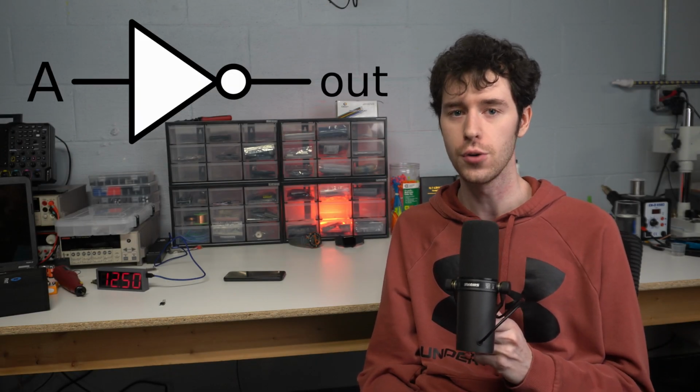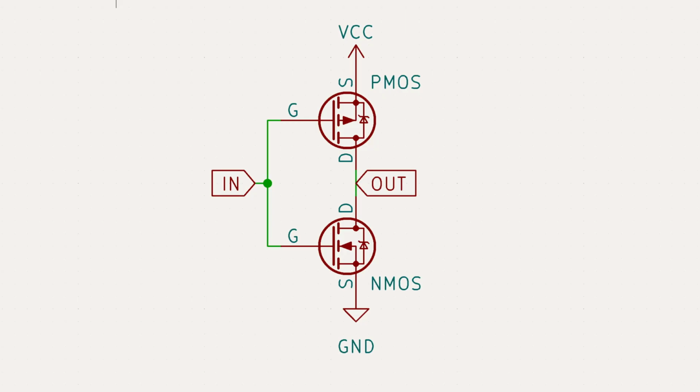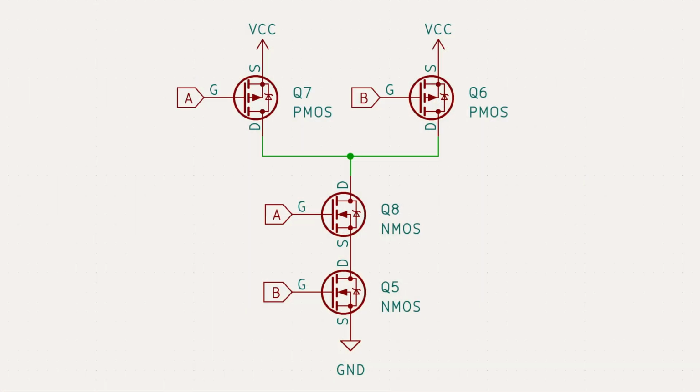So let's go back to the inverter. An inverter requires two MOSFETs to make, an NMOS and a PMOS in this form. Both inputs are tied together, and the output is tapped at the middle. Now for the AND gate. Let's start with this structure.